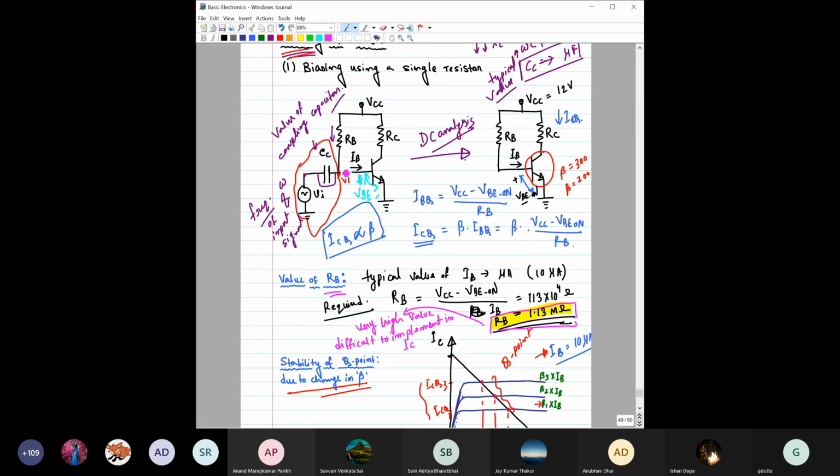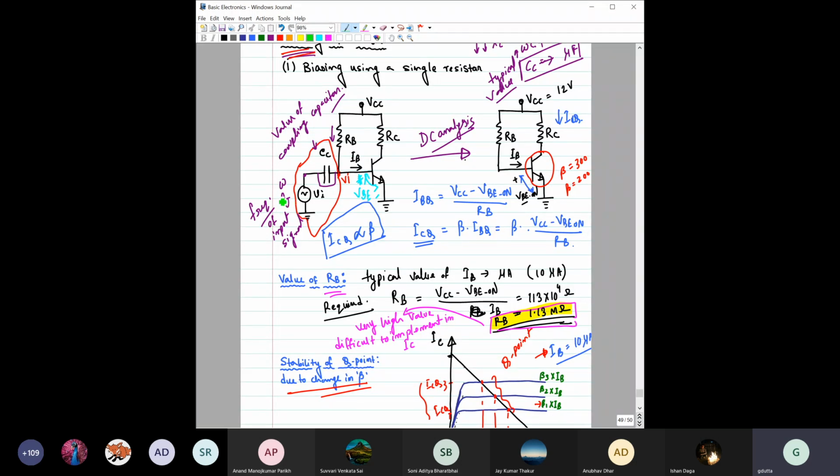Sir, for the capacitance part, you told that we are changing the value of omega and capacitance such that it behaves as a short circuit. Not changing, we are choosing. And then you are saying that for DC analysis it behaves as an open circuit. So how can it behave as open circuit and short circuit at the same time? Okay, maybe you have misunderstood this part.